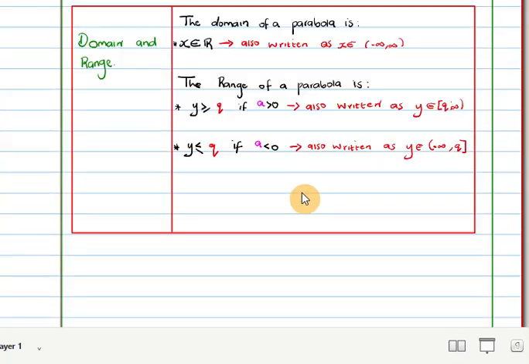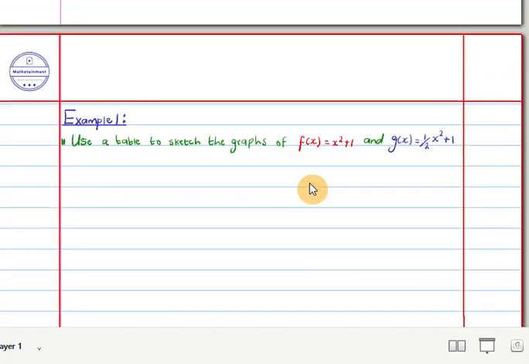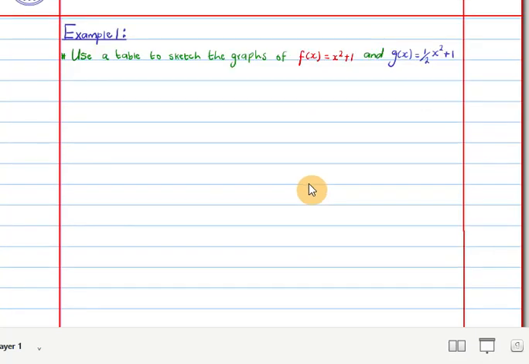Not income, but input. Sorry, this one is an input, this one is an output. Okay. Let me show you this. Here we have an example. We're supposed to use a table to sketch the graphs. Here we have two graphs.